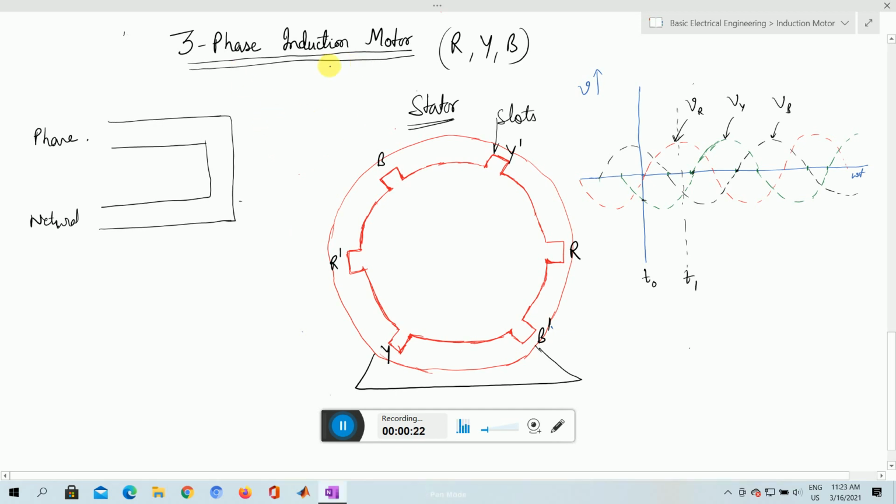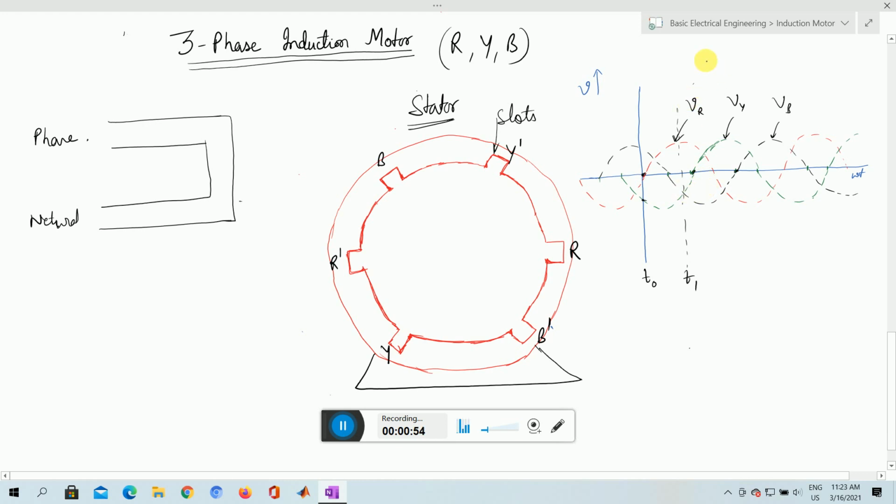In a three-phase induction motor, as the name says, a three-phase supply is to be given. So what is the supply? R phase, Y phase and B phase, and they are displaced from each other by an angle of 120 degrees. We can see this waveform on the right-hand side: R phase starts from 0 degrees, Y phase is after 120 degrees, and B phase is 120 degrees after Y phase.